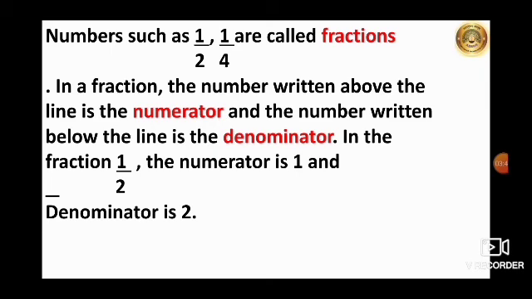When we write the number in this manner, 1 upon 2 or 1 upon 4, these numbers are called fractions. In a fraction, the number written above the line is the numerator. See, 1 upon 2 is written here, so 1 will be the numerator, and the number written below the line is the denominator, and the 2 will be the denominator. In the fraction, the numerator is 1 and the denominator is 2.